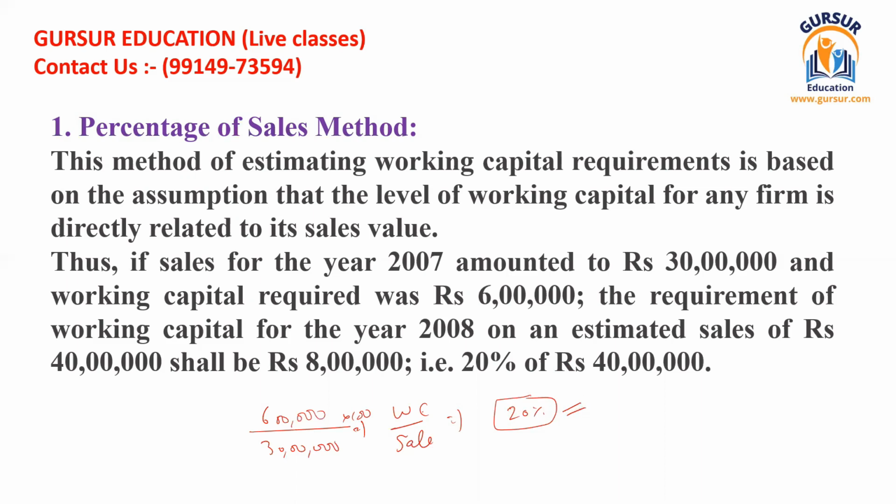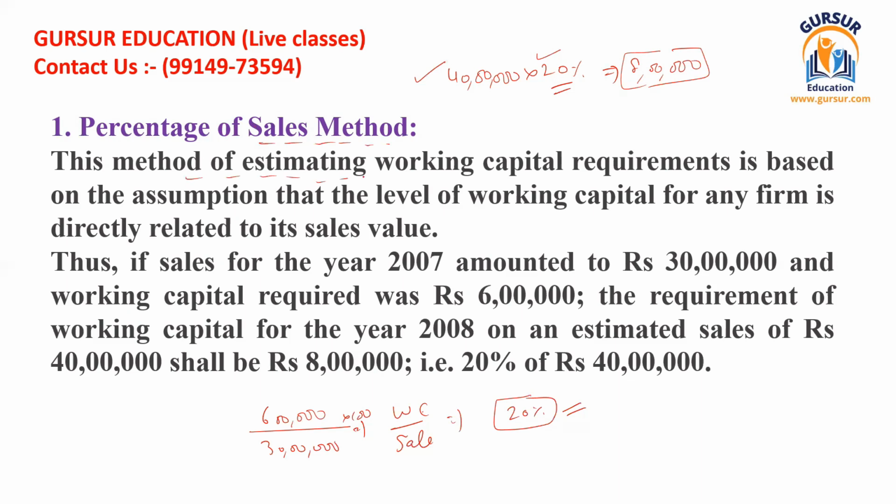Then whatever the sales are expected this year, suppose the expected sales are 40 lakh, you just multiply this with the percentage of working capital which you have calculated earlier. When you multiply sales by the expected percentage of required working capital, you can easily calculate the working capital required in the current year. So this is how you calculate the requirement of working capital on the basis of the percentage of sales method.